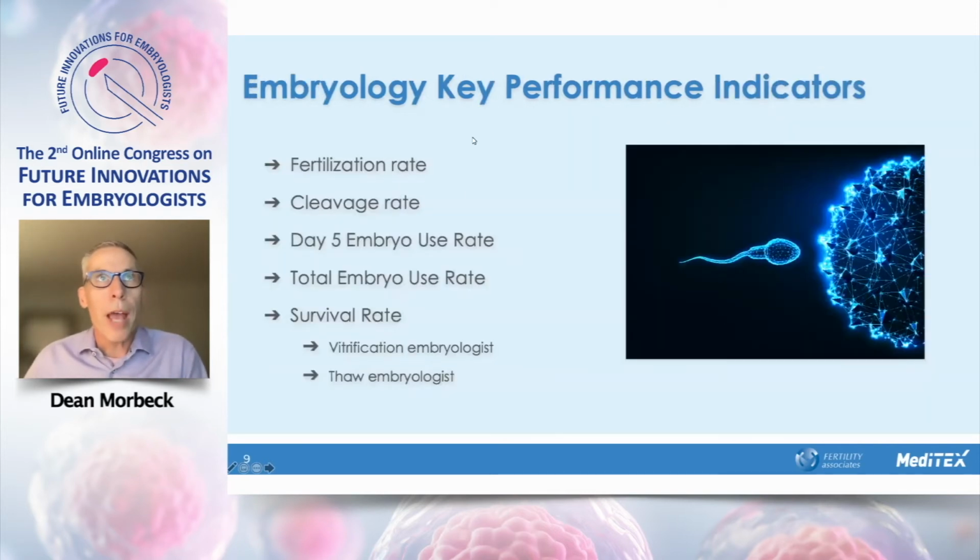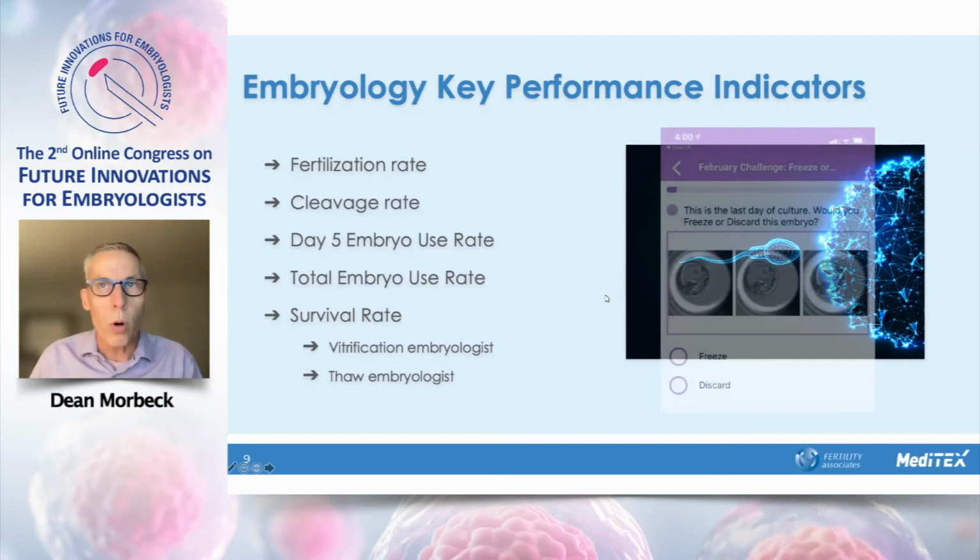So we have these embryologist key performance indicators, and I list some here. Fertilization rate, these are all things that we know are important to track. We look at survival rate based on who did the vitrification and who did the thaw. These are things that we can get out of the electronic medical record easily and then tie to different types of outcomes. So that's important.